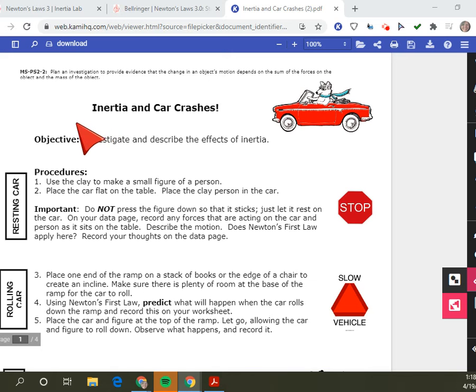Okay, so we're going to investigate this kind of as a demonstration today. Inertia in car crashes. Our objective: investigate and describe the effects of inertia. First of all, what is inertia?